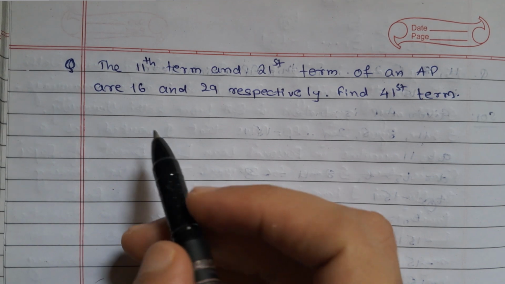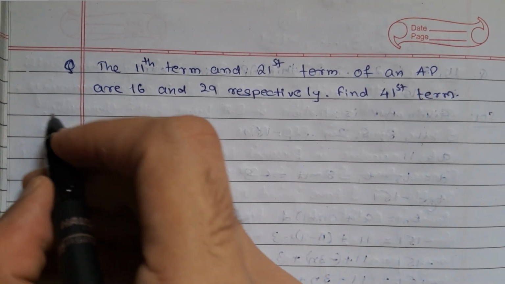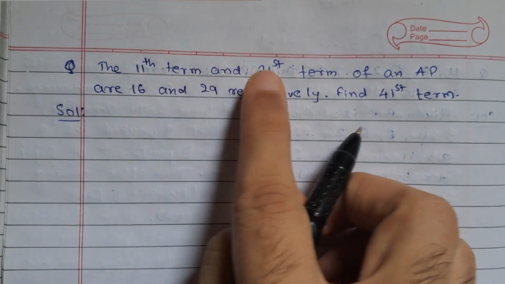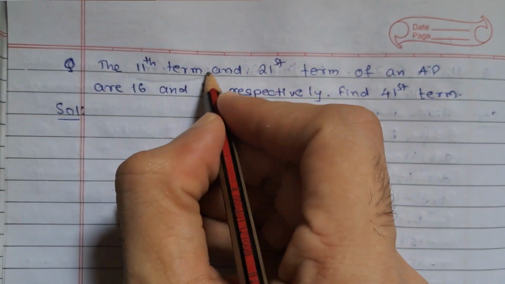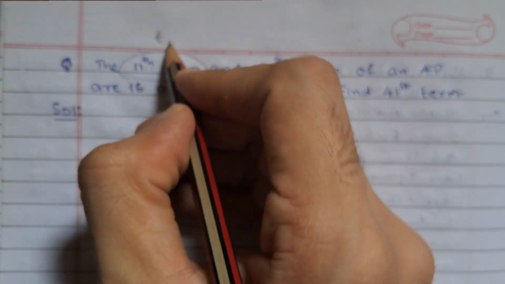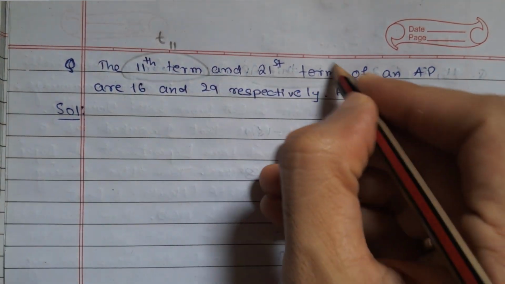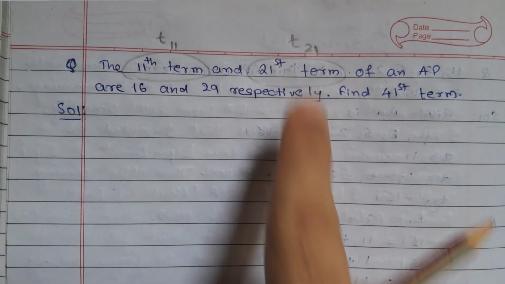Hi friends, so in this video let's learn how to solve a sum like this in AP. So the question asks the 11th term and 21st term. As soon as you read this, what do you understand? 11th term is nothing else but T11, correct? And 21st term is nothing else but T21. We are talking about these two terms, okay?